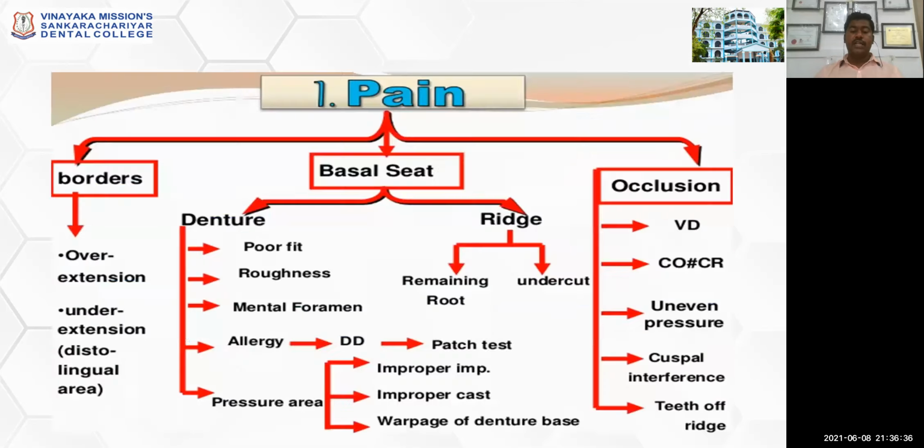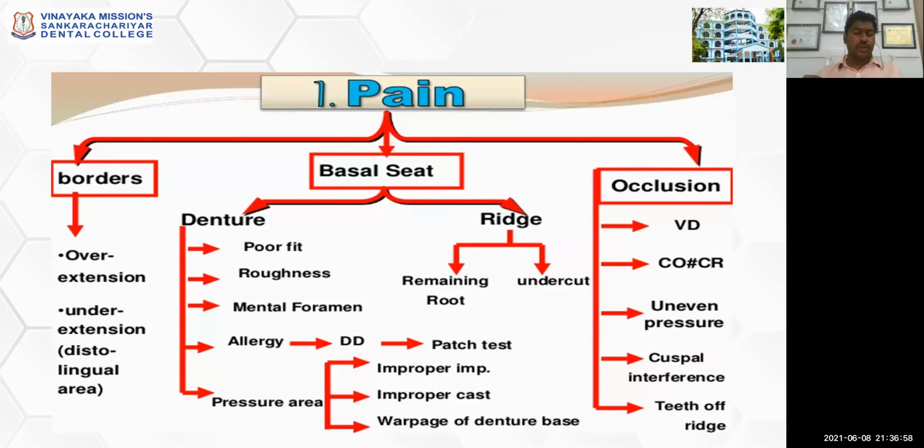So let us look into it. If the pain is originating from the border, I just told you how to correct it. If the pain is originating from the border, you should understand that you have overextended or underextended the border. Now, how come both overextension and underextension cause pain?